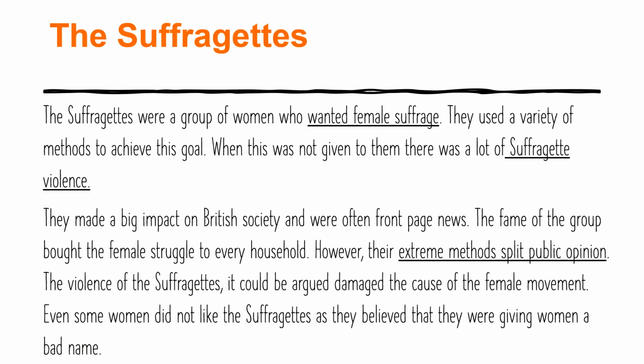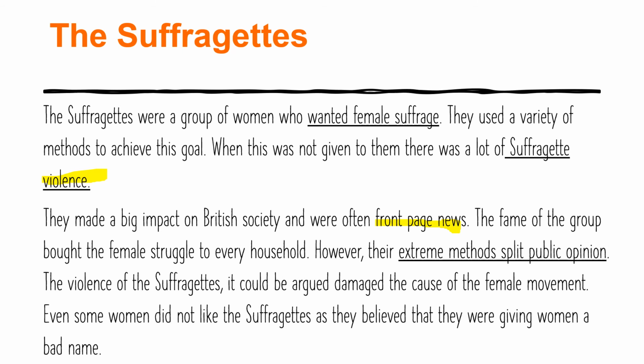So the suffragettes, as we know, a group of women who wanted female suffrage. They used lots of different methods, but the main method was using violence. Okay, that was their key thing, is they wanted to use violence. They made a big impact on British society and were often front page news that got them at the forefront of people's minds, and the fame brought the female struggle to every household.